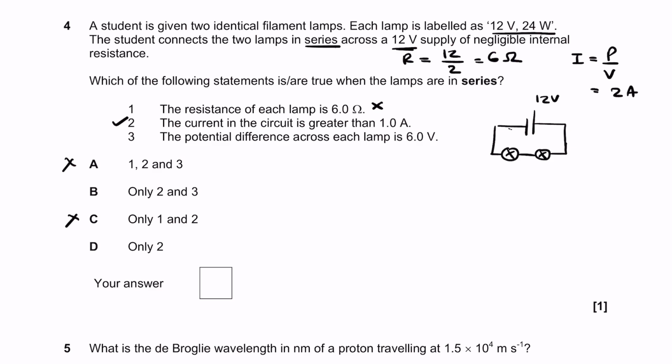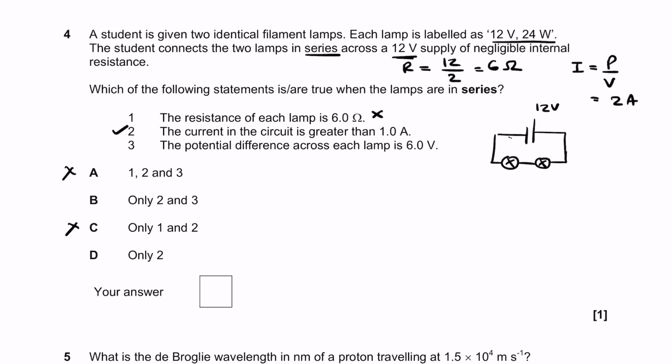And then finally we have the potential difference across each lamp is 6 volts. Let's find out again. They are reading 12 volts, yes, but it's not necessarily going to have 12 volts because they're connected in series. So the voltage, or the potential difference, is going to be shared among both of them. So yes, number 3 is also correct. So B is the answer therefore.